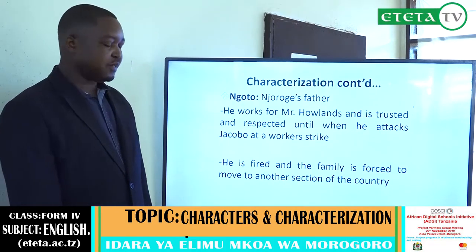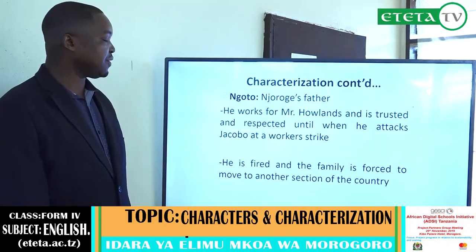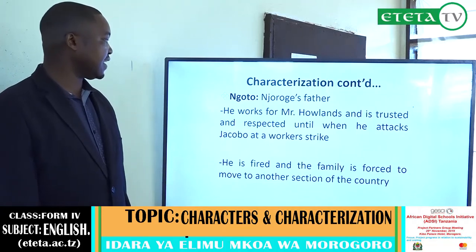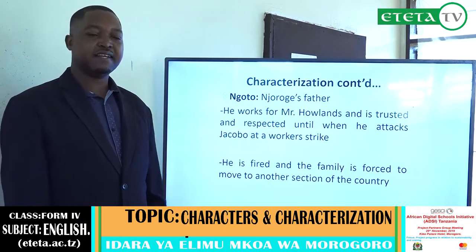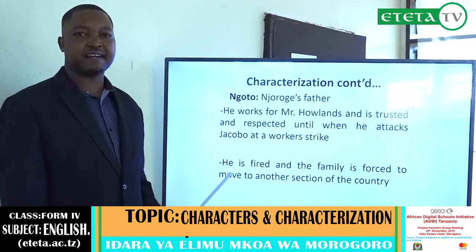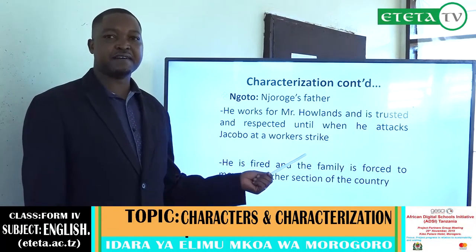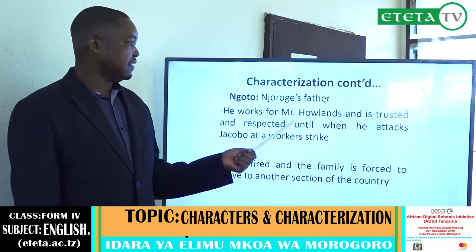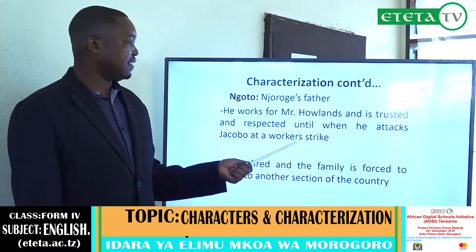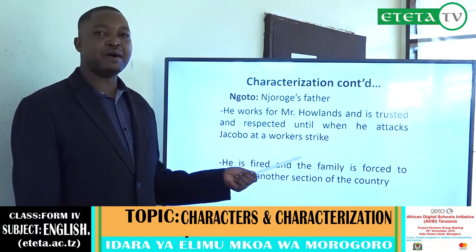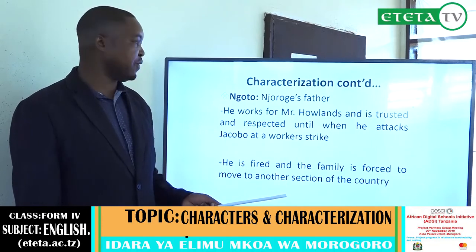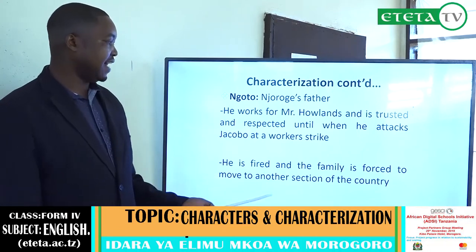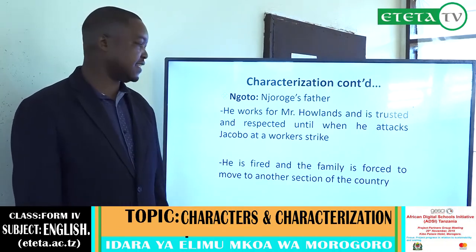The second character is Ngoto. Hope you remember this character. Ngoto is Njoroge's father. He works for Mr. Horace, that white settler, and is trusted and respected until when he attacks Jacobo at the workers' strike. During the workers' strike, it was found that Ngoto participated fully, and therefore Mr. Horace and Mr. Jacobo decided to unite together to remove him from the plot that was given by Mr. Jacobo, being the ringleader of the strike. So he's fired.